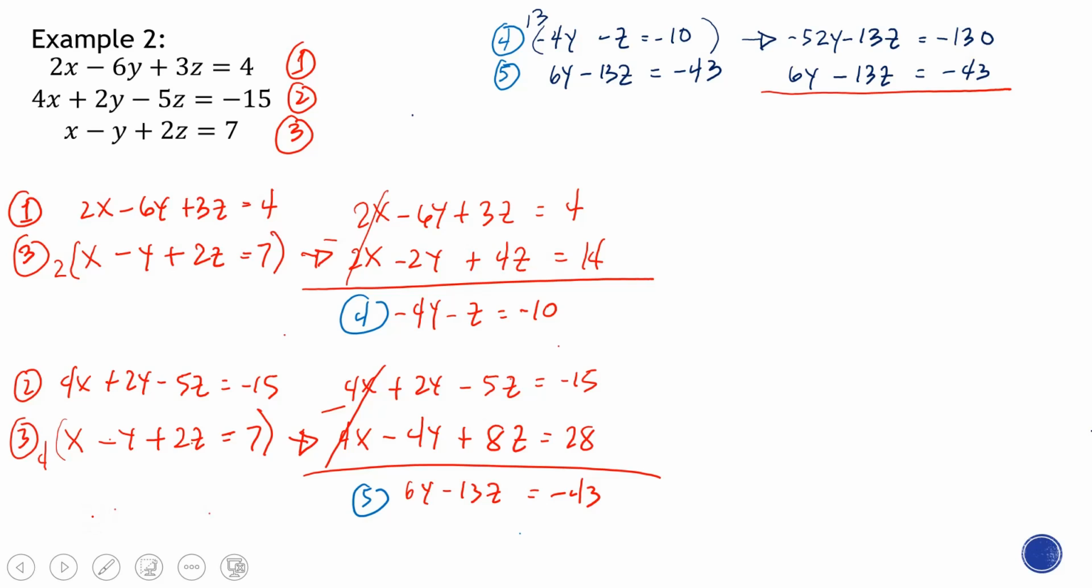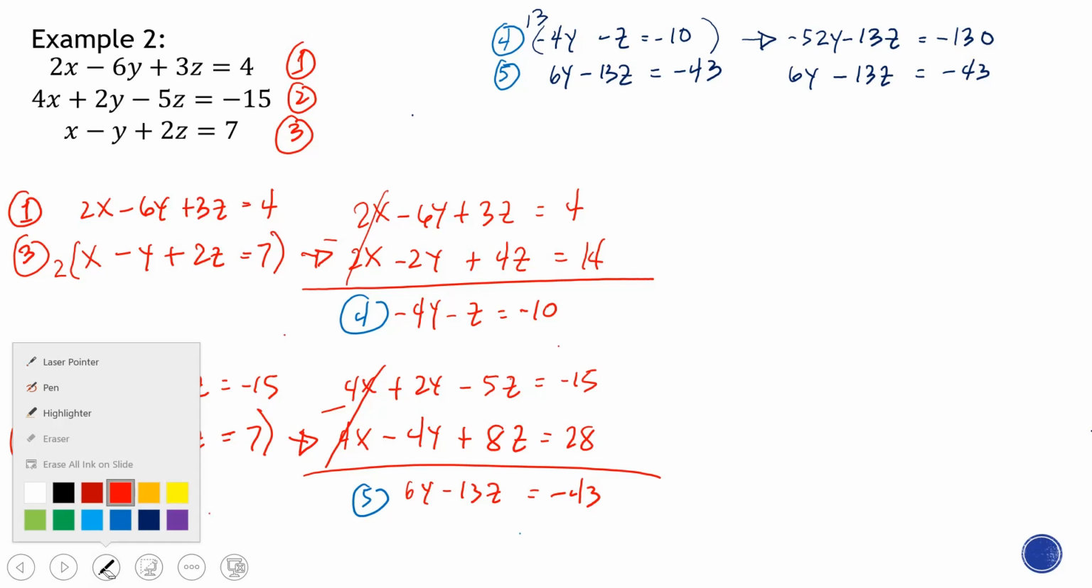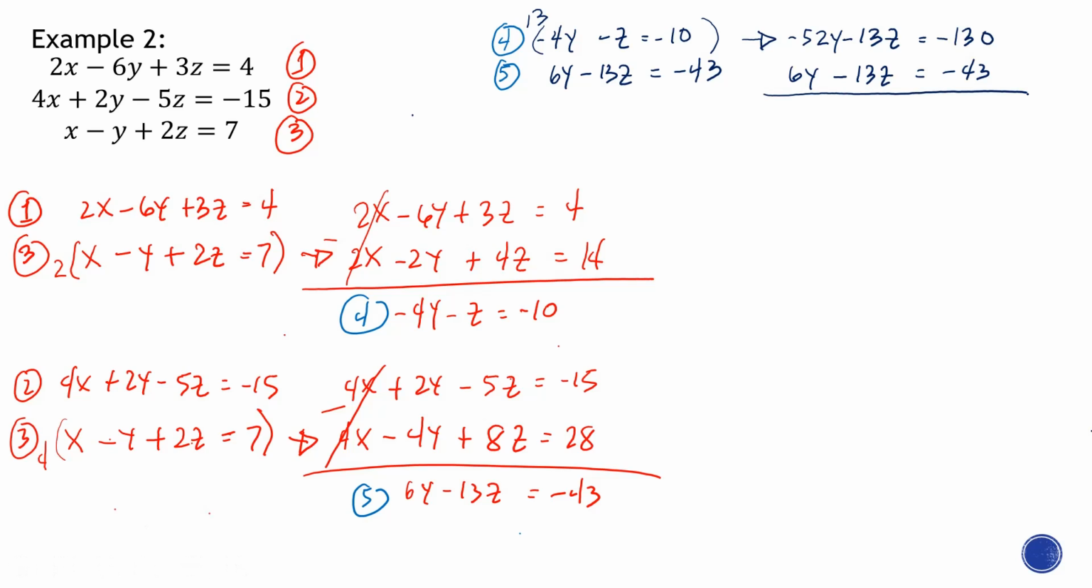So 6y minus 13z equals negative 43. What are we going to do here? Are we going to add or subtract? Yes, we will subtract. So this will be equal to 0. What's negative 52 minus 6? Negative 58y. And then negative 130 minus negative 43, so that will be plus 43.